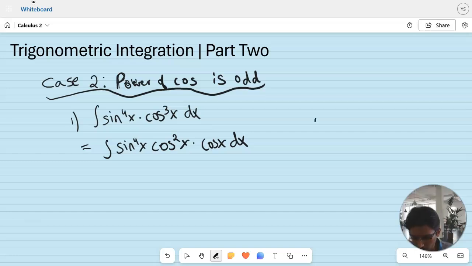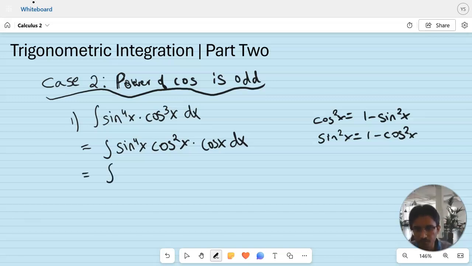The formula we used is cosine squared x equals 1 minus sine squared of x, and sine squared of x equals 1 minus cosine squared x. These two formulas, and also the half angle formulas, I will write down when we come across them. So here we can let cosine squared of x equal 1 minus sine squared of x, times cosine of x dx.